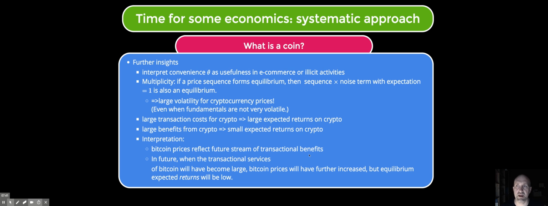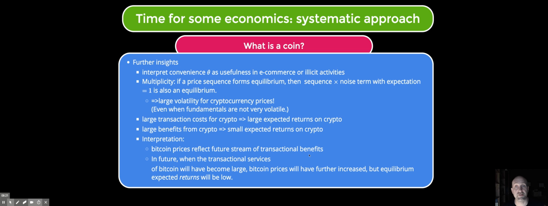There are some further insights that we have. We can interpret the convenience theta as usefulness in e-commerce, or if you want, in illicit activities. If you're in Canada, you can buy cannabis, of course, now legally. But if you want to do this in the US, you probably have to go through the darknet. There's multiplicity. So if there's a price sequence that forms an equilibrium, then if I take this price sequence and add some noise term, which has zero expectation, that is also an equilibrium. So there could potentially be very large volatility in cryptocurrency prices, even when the fundamentals aren't really very volatile.